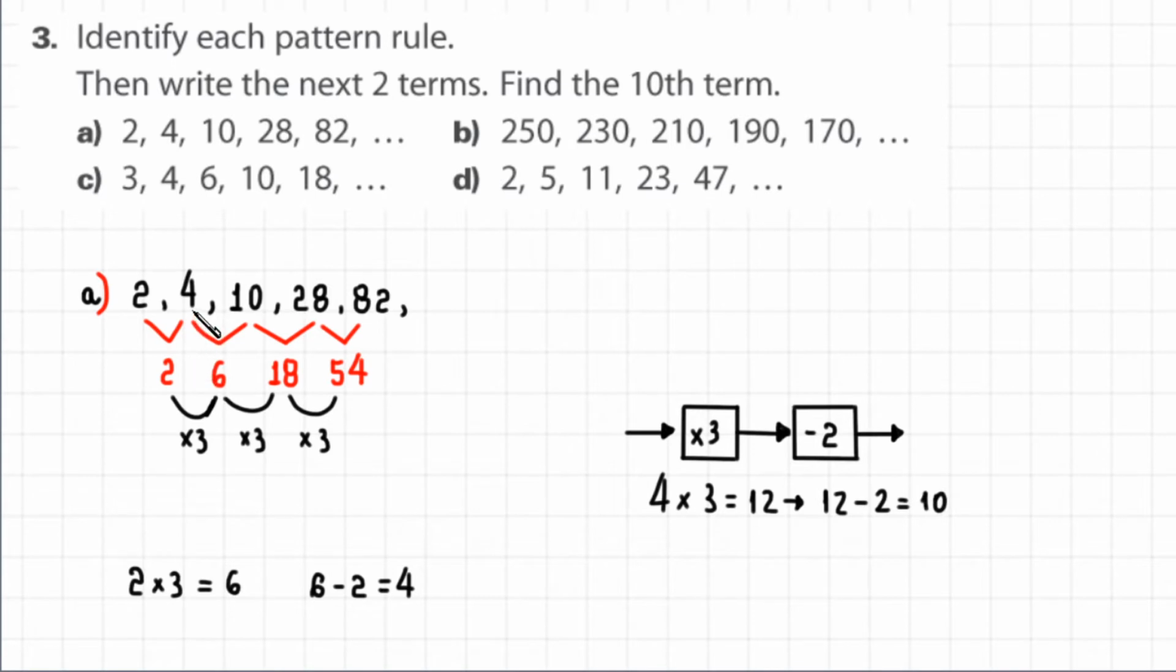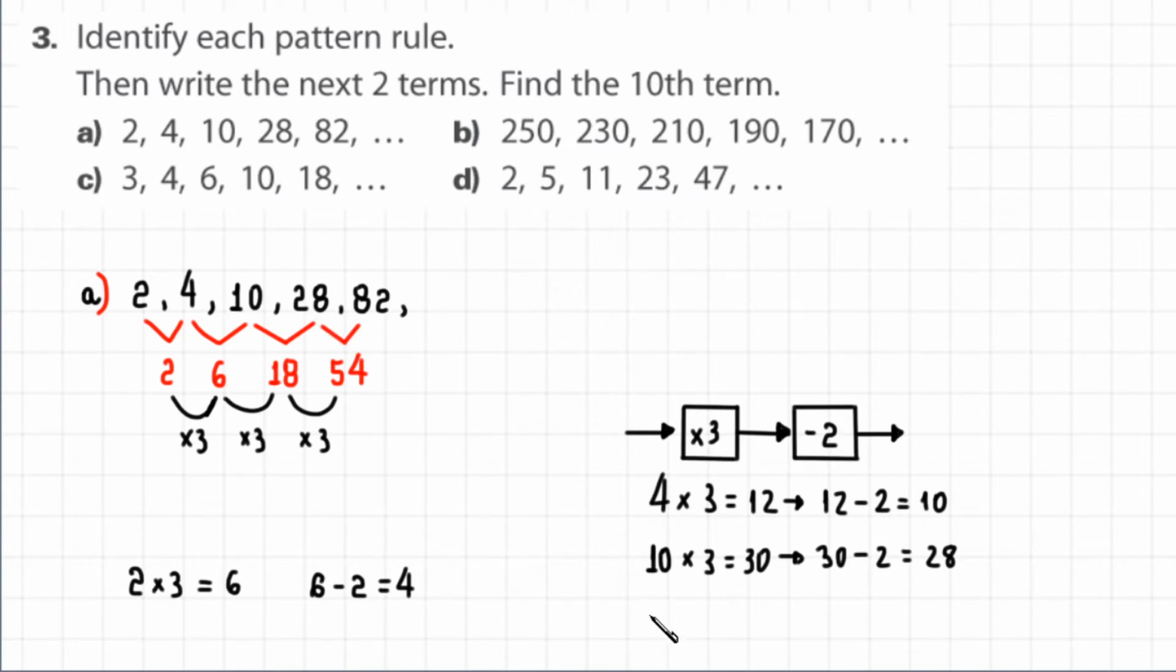So from 4 to get to 10, you multiply by 3, then you subtract 2. Does it work for this situation here from 10 to get to 28? You tell me it works because if you get 10, you multiply by 3, what do you find? You find 30. And the next step would be subtract 2. And 30 minus 2 is really 28, and that is the next number here.